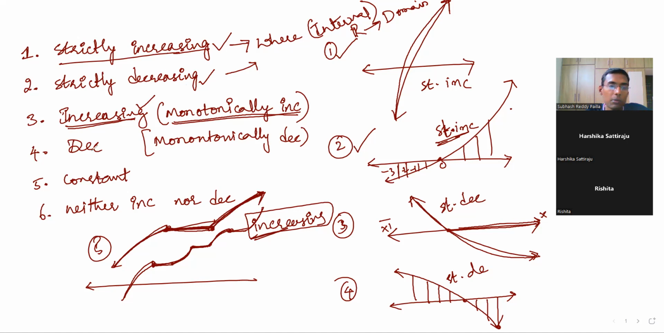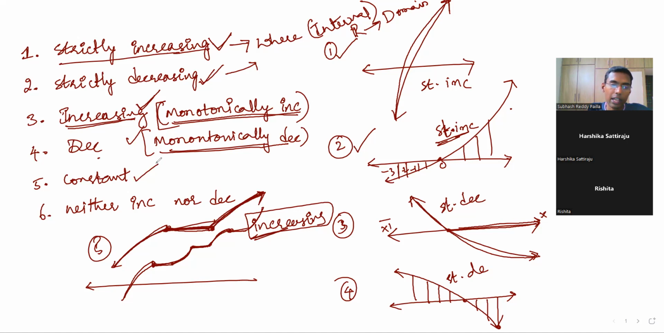Similarly, monotonically decreasing means overall it is decreasing only, but sometimes it is constant: constant and decreasing, constant and increasing. That's called monotonically decreasing. But in your textbook, monotonically increasing and monotonically decreasing are not there. In your textbook, it's increasing or strictly increasing, decreasing or strictly decreasing, or constant.